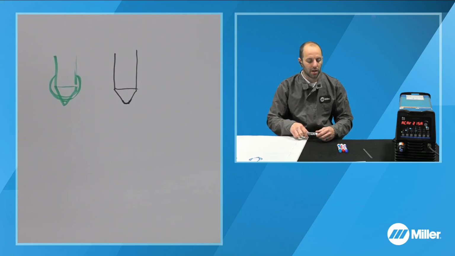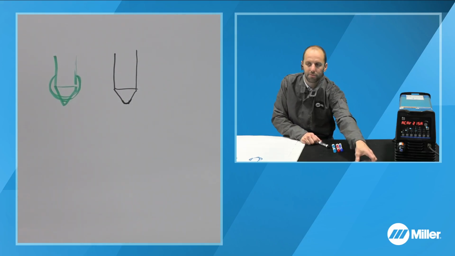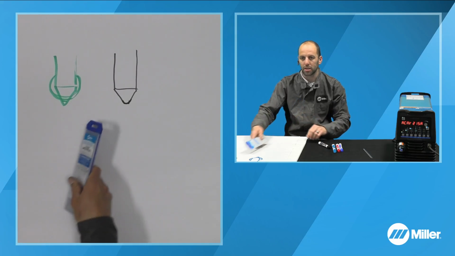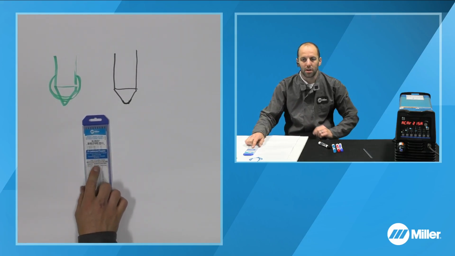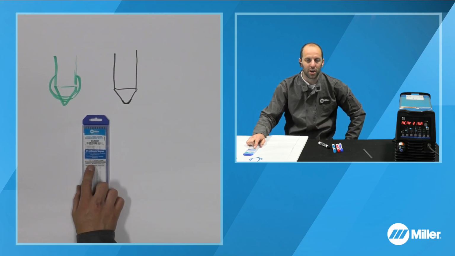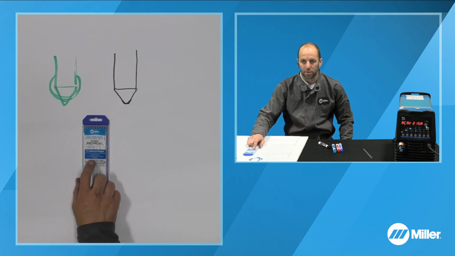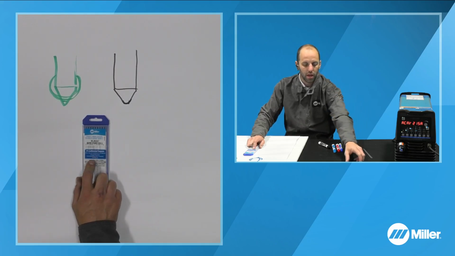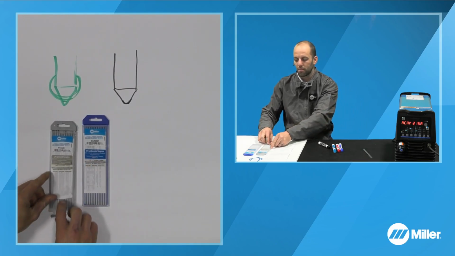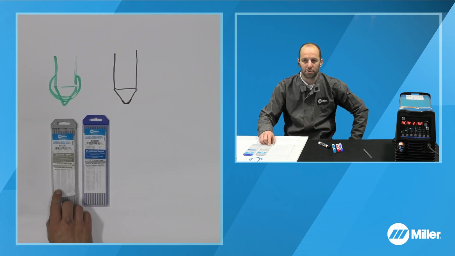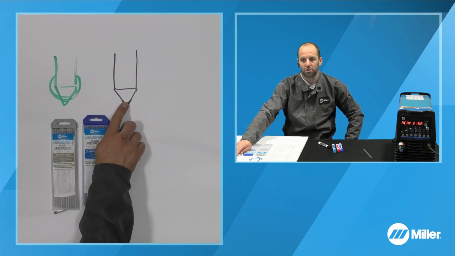The 2% ceriated, or the 2% lanthanated for that matter, which is the dark blue that we talked about, has a little bit better ability to emit the electrons and also resist the thermal shock of not only high amperage applications, but also when we're welding on aluminum, the dark blue performs very well. I had mentioned the gray tungsten, the 2% ceriated. This is a good all-around tungsten that will work not only in DC applications, so steel, stainless steel, but also in aluminum without really changing your tungsten preparation.